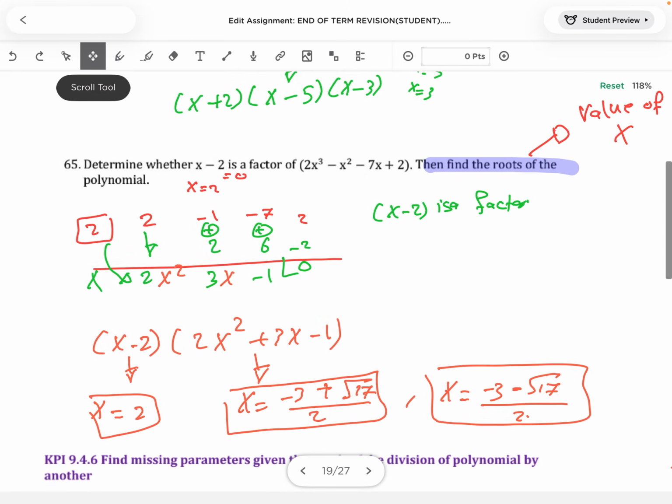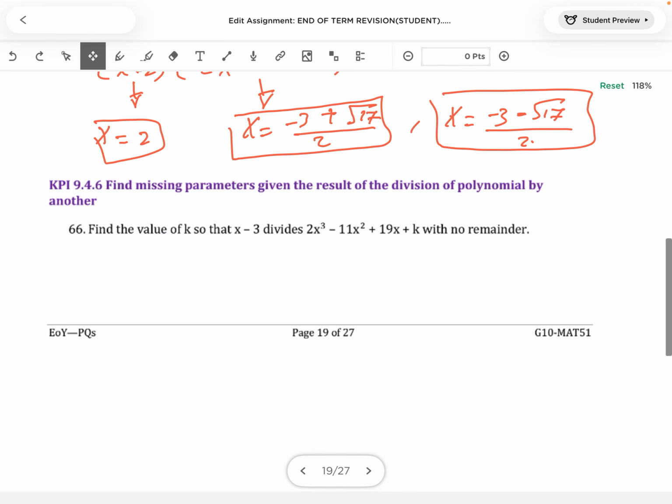Now the last part, find the value of k so that x minus 3 divides with no remainder. That means when I make x minus 3 equal to 0, I get x equals 3. When I replace 3 instead of x, the answer should be 0. Why 0? Because they said there's no remainder.